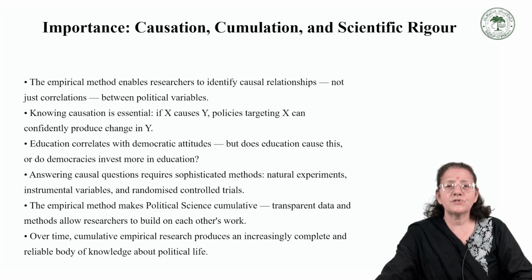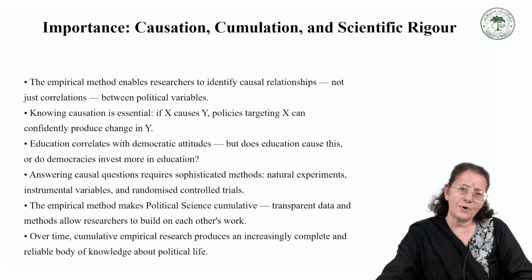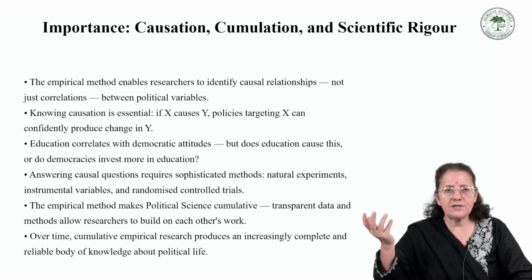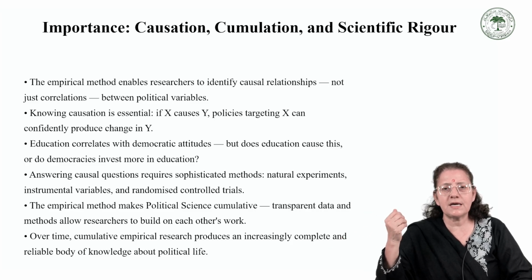For example, empirical research has found a correlation between education and democratic attitudes. But is this correlation causal? Does education cause people to support democracy, or do democratic societies invest more in education, or is some third factor responsible for both? Answering this question requires the sophisticated causal inference methods that empirical political scientists have developed, including natural experiments, instrumental variables, regression discontinuity designs, and randomized controlled trials.